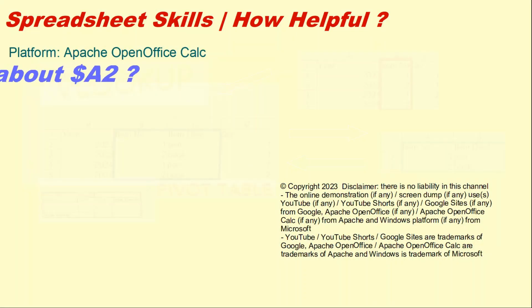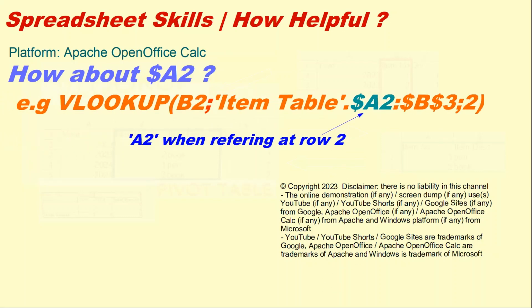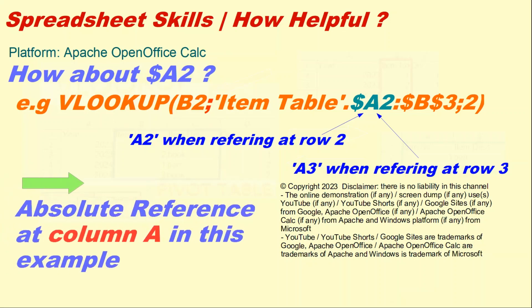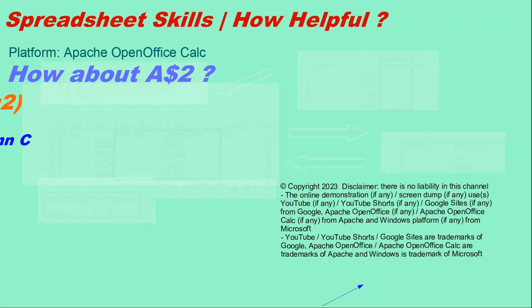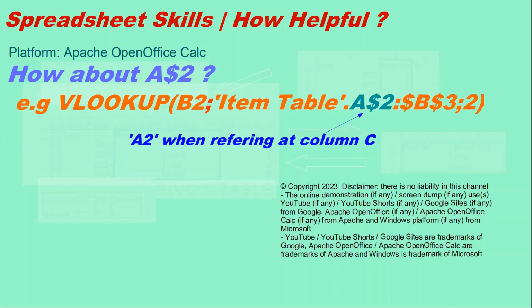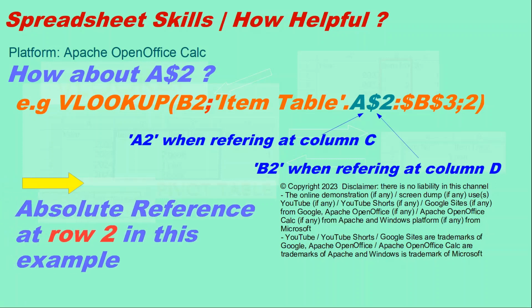How about this? A2 when referring at row 2. A3 when referring at row 3. Absolute reference at column A in this example. How about this? A2 when referring at column C. B2 when referring at column D. Absolute reference at row 2 in this example.